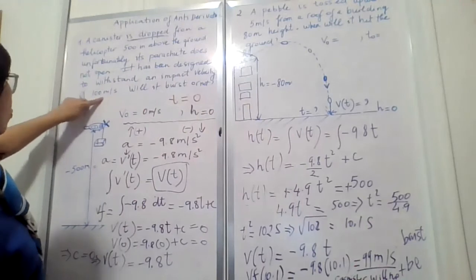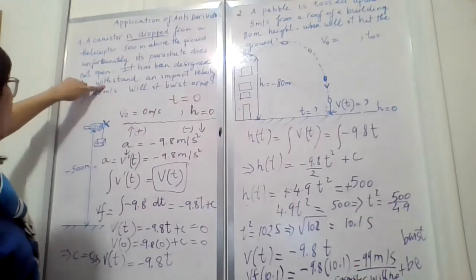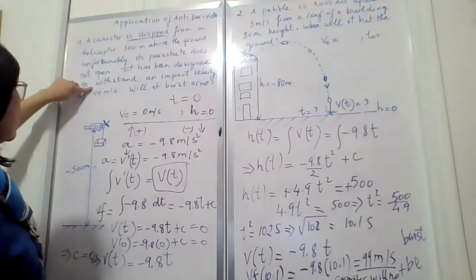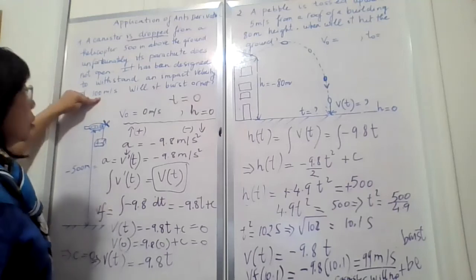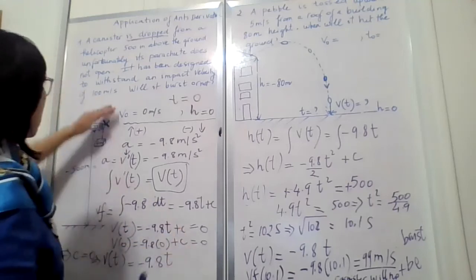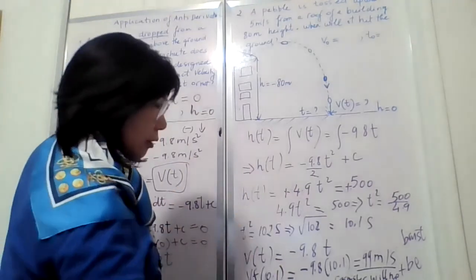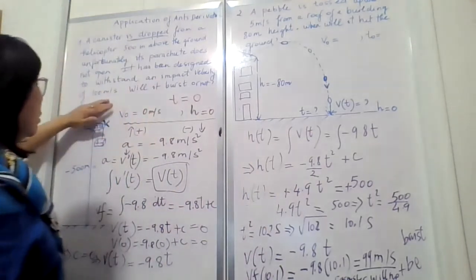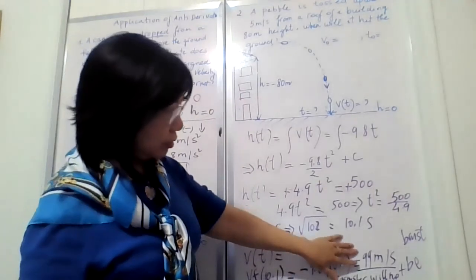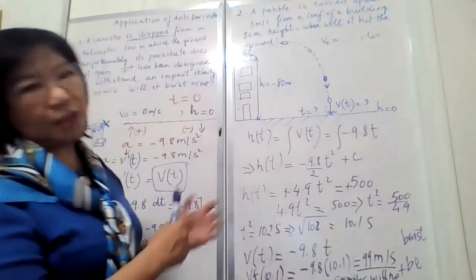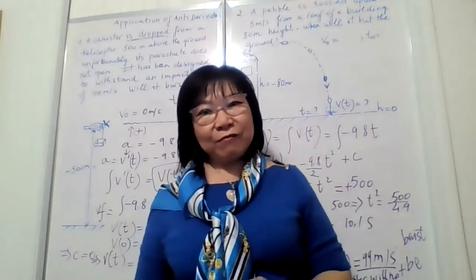Then we compare with the number they give us. They say this canister can withstand an impact velocity of 100 meters per second. If it goes over 100 meters per second, it goes too fast, hits the ground, and bursts. But if it is less than 100 meters per second, which is about minus 99 meters per second, then we know that the canister is safe.